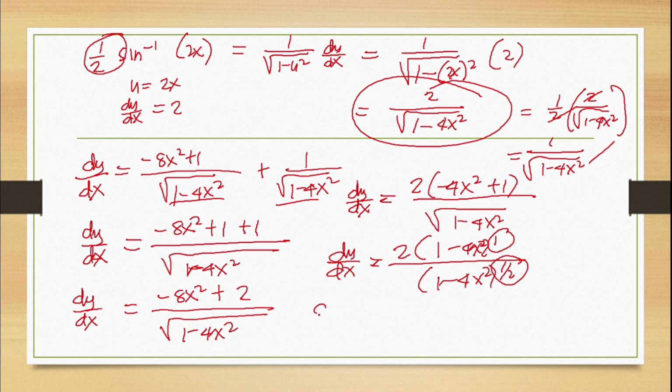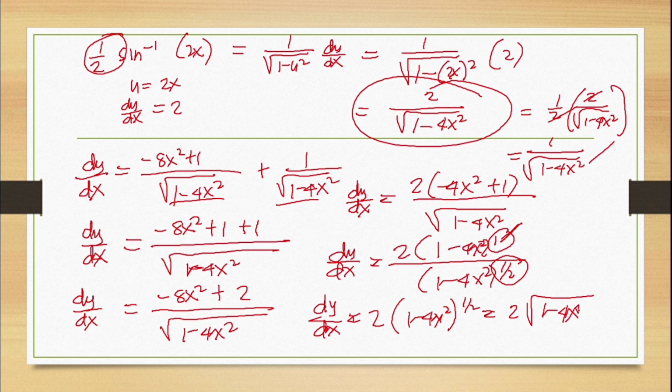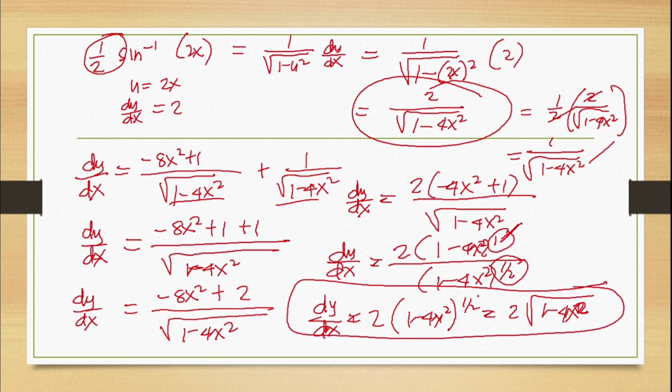So therefore, dy over dx is equal to 2 times 1 minus 4x squared raised to 1/2, positive 1/2 because that is greater than 1. So therefore, we have 2 times the square root of 1 minus 4x squared. So this is the final answer. So 2 square root of 1 minus 4x squared. So that's it for number 7.